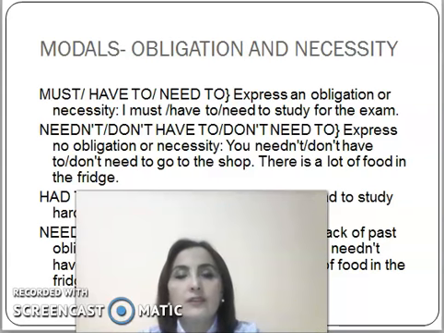Needn't, don't have to, or don't need to express no obligation or necessity. You needn't go to the shop, or you don't have to go to the shop, or you don't need to go to the shop. There is a lot of food in the fridge.